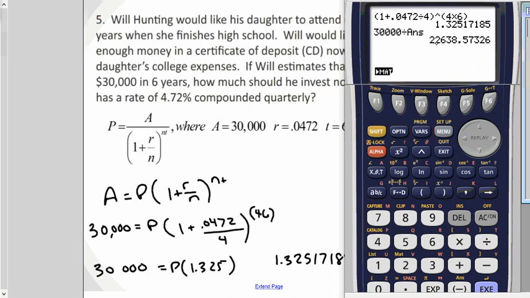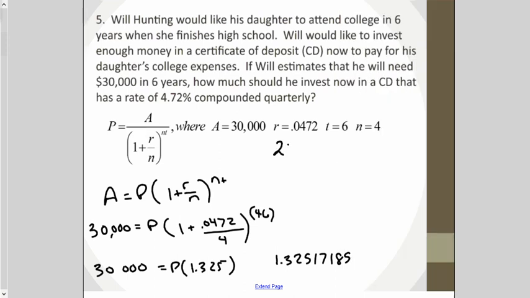This tells me that I need to save, or Will needs to save, $22,638.57. Okay, and you should actually probably round that up to 58 cents. I'm not going to be super picky about that. You get the idea.